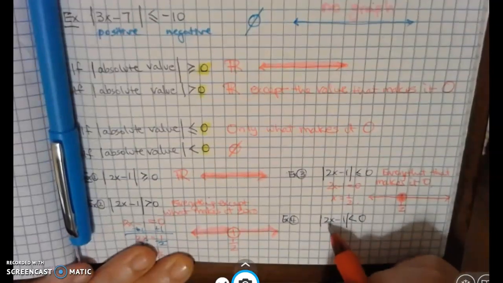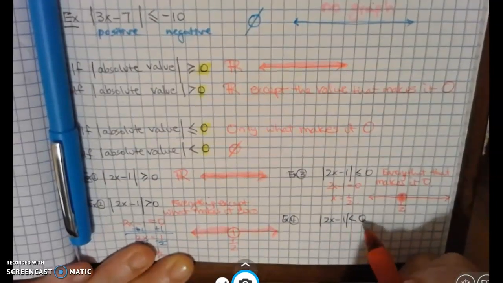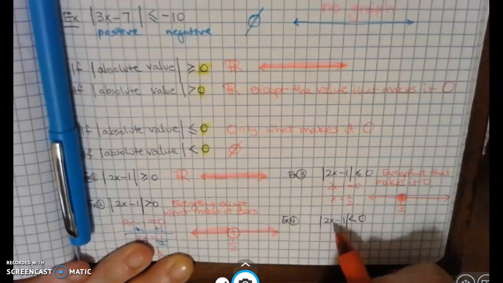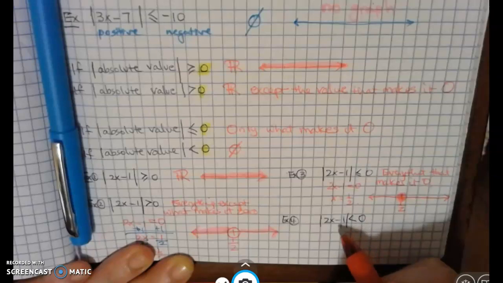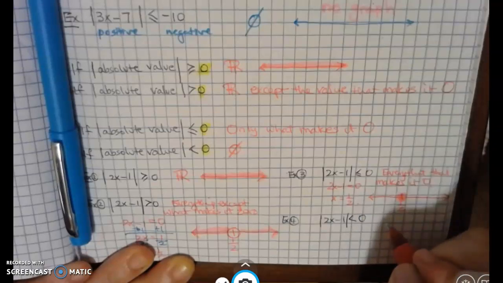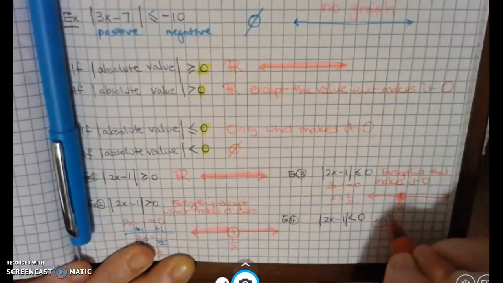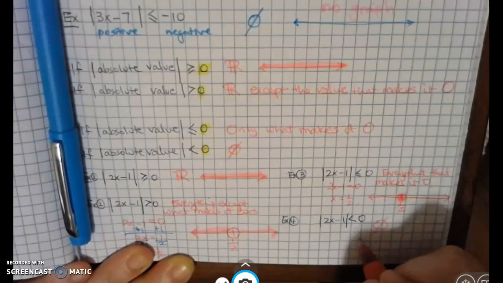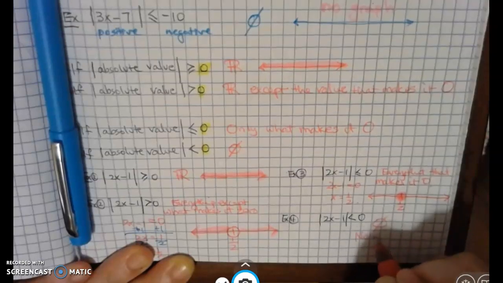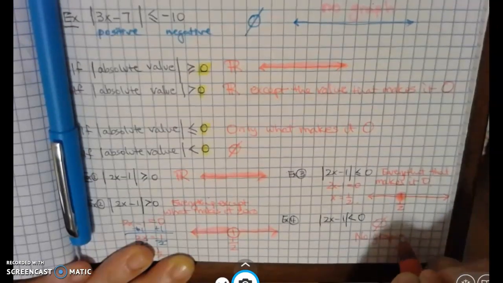Okay, what about this? The absolute value of 2x minus 1 is less than 0. Well, the absolute value function can never yield a negative number. So this is going to be never true. So this is going to be the empty set. And there is no graph for that, or it will be an empty graph. Okay?